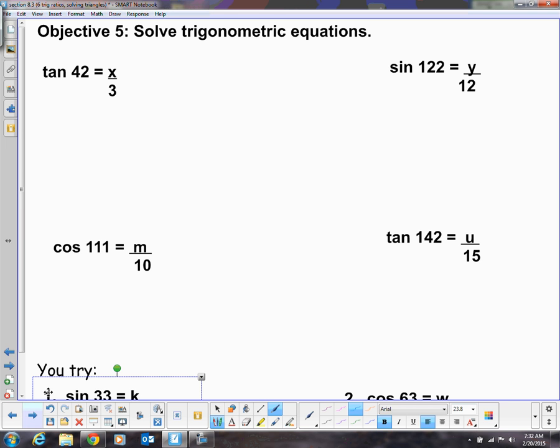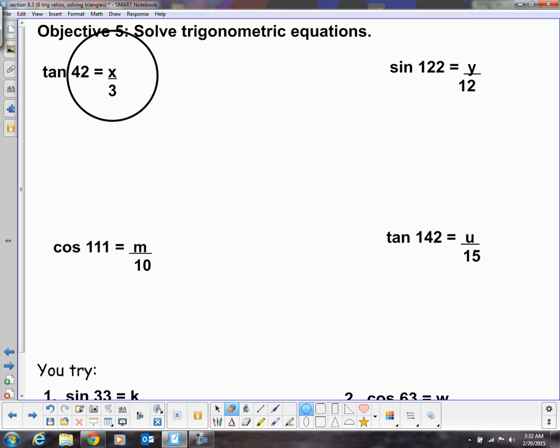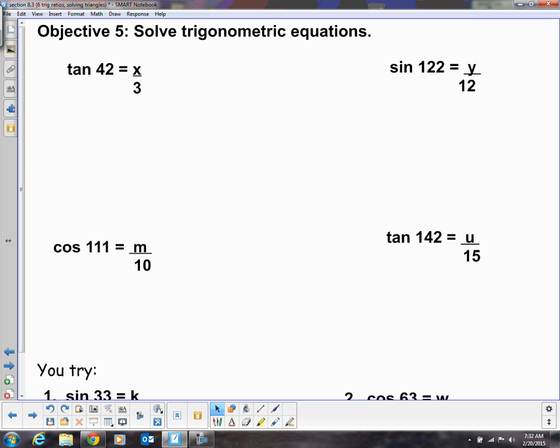All right. So now we're going to solve the trigonometric equations, and that's our big push for today. Okay, so I want to solve for x. How is 3 connected to x? Division, so I'm going to multiply both sides by 3. So those 3s cancel, so my x is going to equal 3 tan 42.